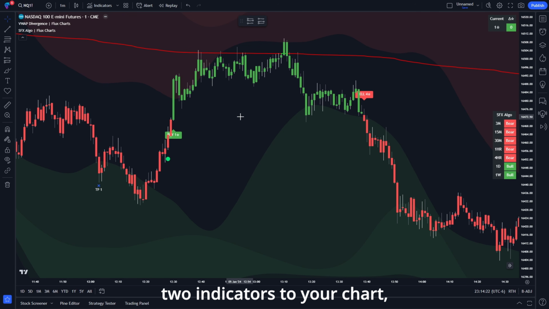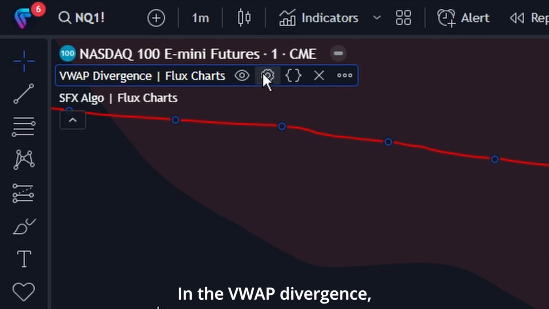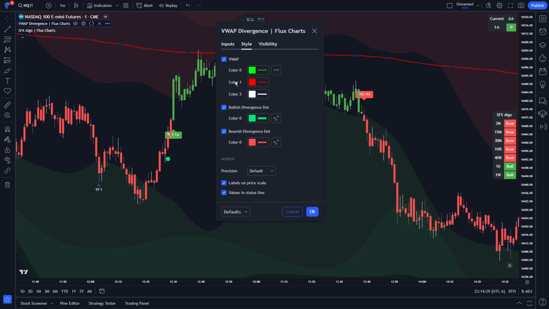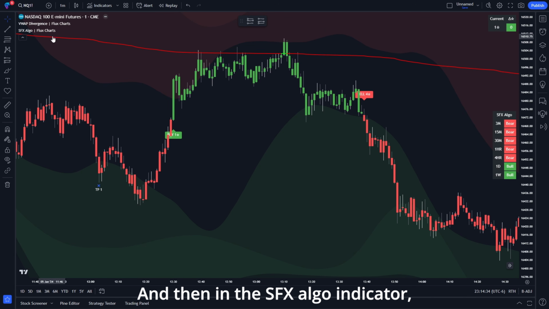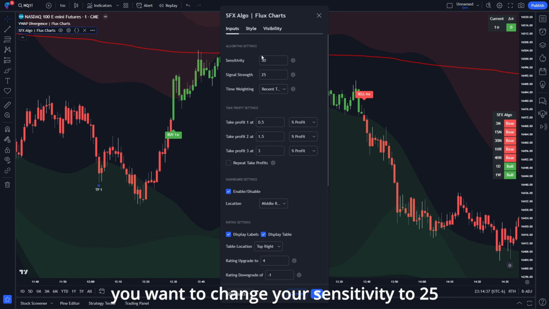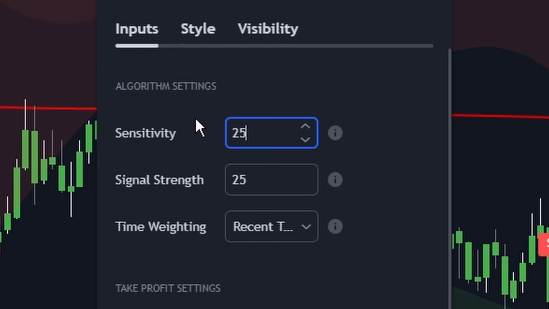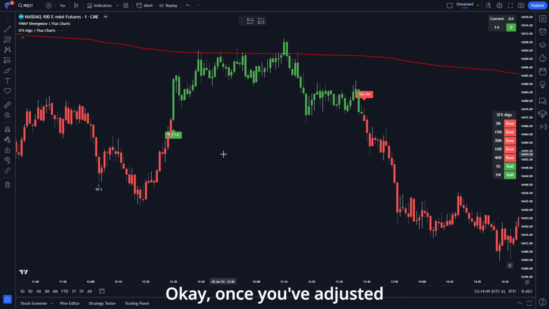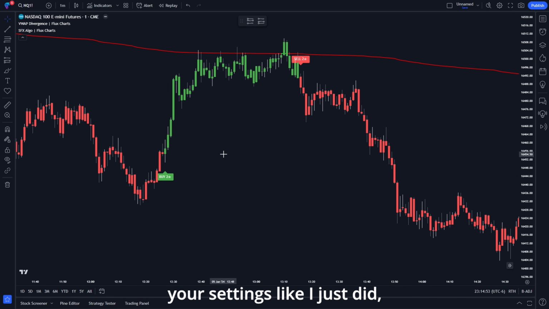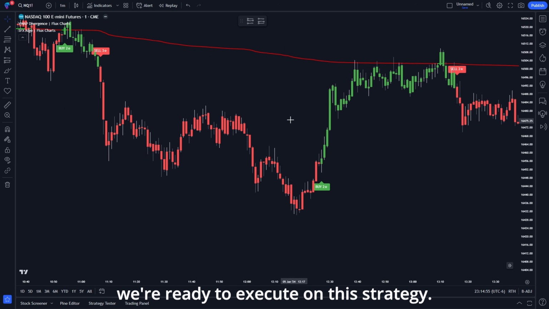Once you've added these two indicators to your chart, you have to adjust some of the settings so we can do the strategy properly. In the VWAP divergence, go into the style settings and disable the bullish and bearish divergence dots. And then in the SFX algo indicator, you want to change your sensitivity to 25 and then disable all these settings. Okay, once you've adjusted your settings like I just did, we're ready to execute on this strategy.